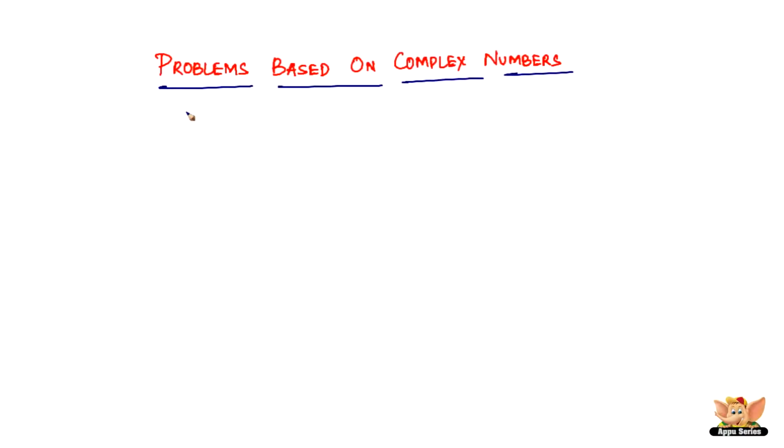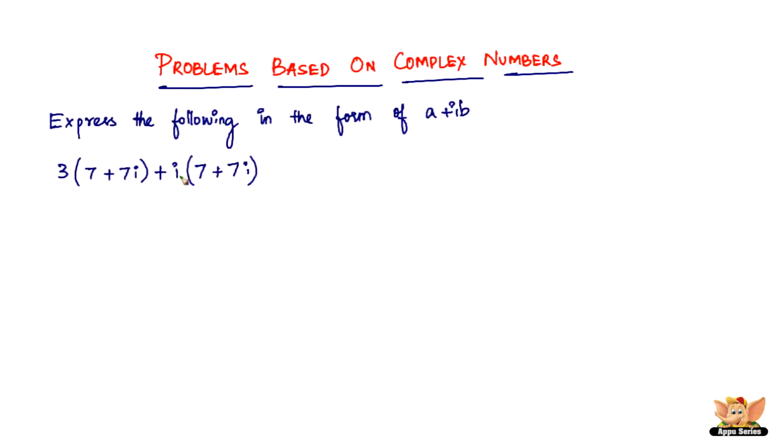In this video, let us continue to solve more problems based on complex numbers. Alright, here we've got a problem which says express the following in the form of a plus ib. And we have one here which is 3 times (7 plus 7i) plus i times (7 plus 7i). So we have to express this in the form of a plus ib.